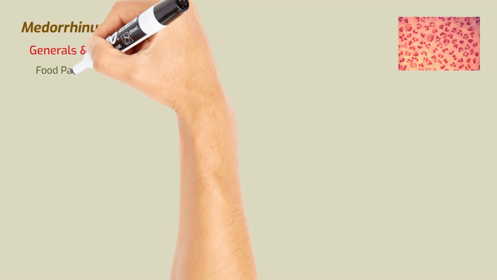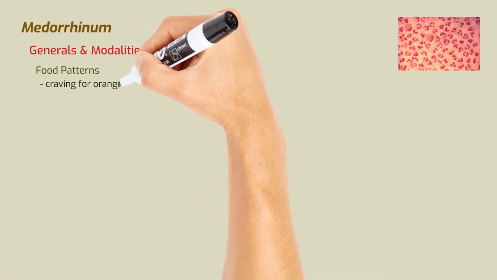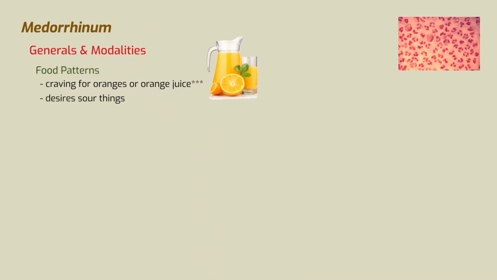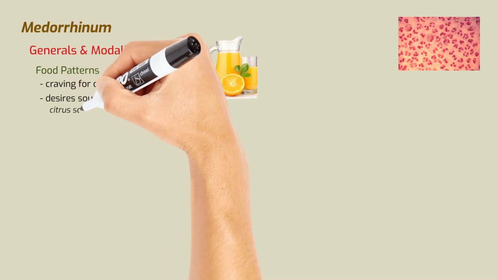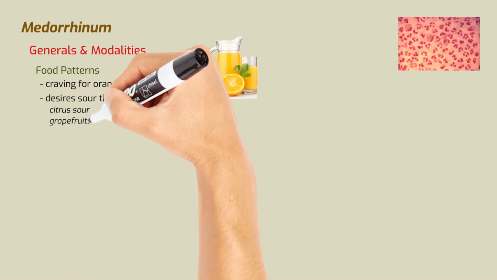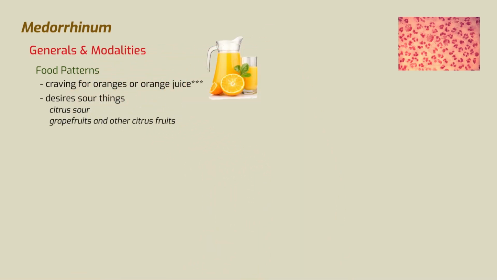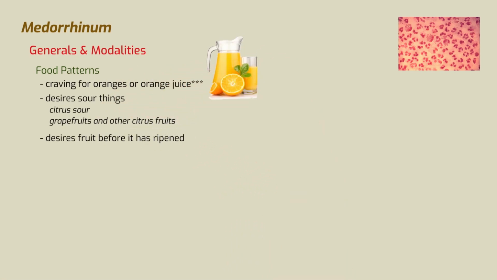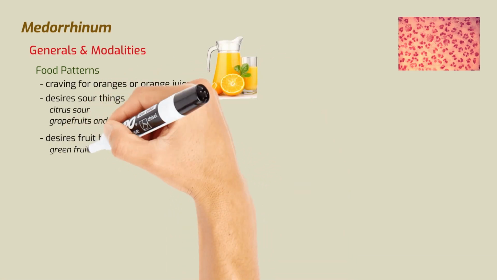In terms of food likes and dislikes, Medorrhinum can have a specific and notorious craving for oranges or orange juice, and this often generalizes to other similarly sour things, especially when the sour in question is citrus sour. So he likes oranges, grapefruits, and other citrus fruits. He likes fruit before it has fully ripened, during the phase when it tends to be more green.